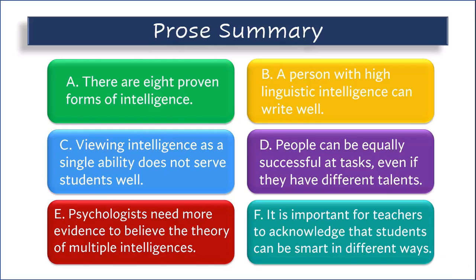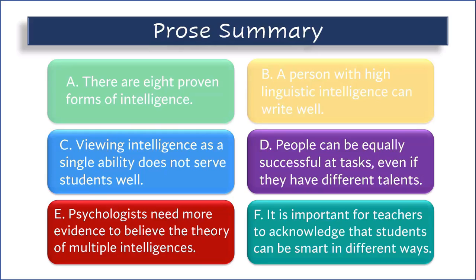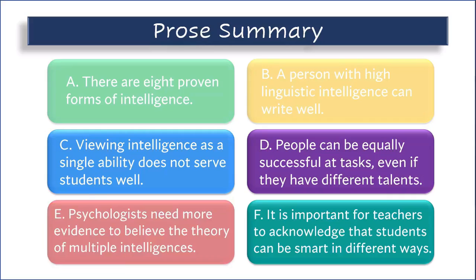A is incorrect because the passage does not state that Gardner's theory has been proven. In fact, paragraph 6 states that one of the problems with the theory is that there is no widespread information or data to support it. B is incorrect because while a person with high linguistic intelligence can likely write well, this is a minor point in the passage. E is incorrect because while paragraph 6 does state this, it is also a minor point in the passage.